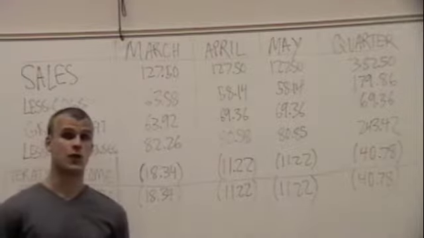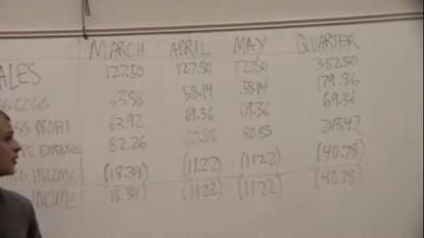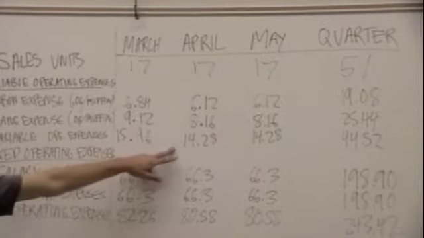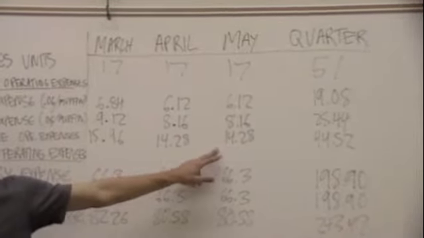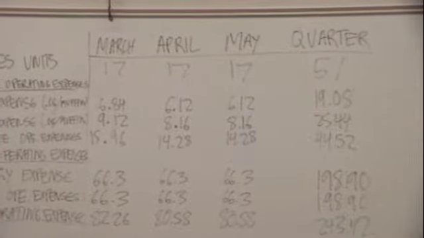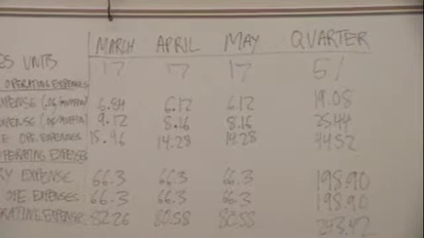May, we had the exact same amount of units, so it's the exact same amount of loss. That's a 14.28. And that's also going to be the same for May because we had 102 muffins or 17 units in April and May.